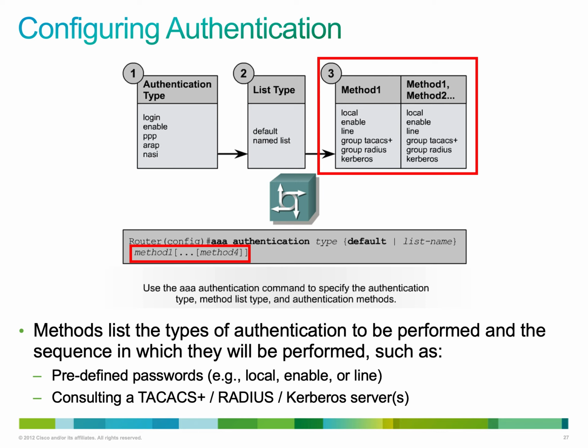So method lists the types of authentication to be performed and the sequence. So not only the type, but also the sequence in which you want to perform them, the order that you will follow. Now, a good example is the predefined password: local, enable, or line. Which one? Consulting TACACS plus and RADIUS or Kerberos servers. So which one are you configuring for TACACS plus, RADIUS? All of this must be defined.